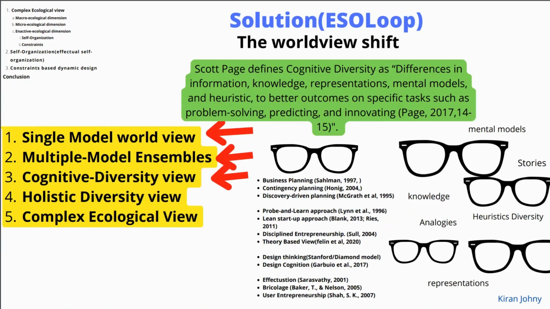Thirdly, the complex ecological worldview is also different from the cognitive diversity view. The cognitive diversity worldview suggests using not only formal models or methods, but also all kinds of cognitive diversities like models, methods, theories, heuristics, etc. Scott Page defines cognitive diversity as differences in information, knowledge, representations, mental models, and heuristics to better outcomes on specific tasks such as problem solving, predicting, and innovating. To me, the weakness of this view is in its cognitive reductionism. Even though this worldview is by default inclusive of all the previous ones, any cognitive-alone worldview can be criticized for lack of ecological basis. That means it is not grounded in reality, it is in your thinking only.